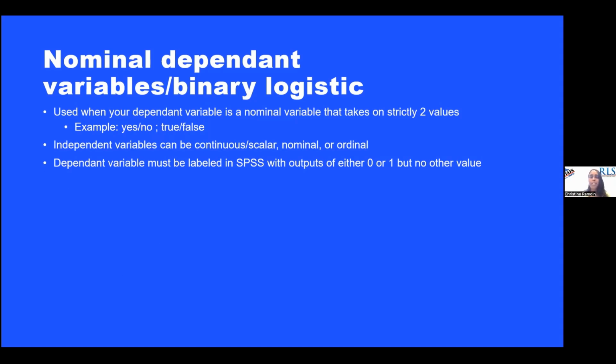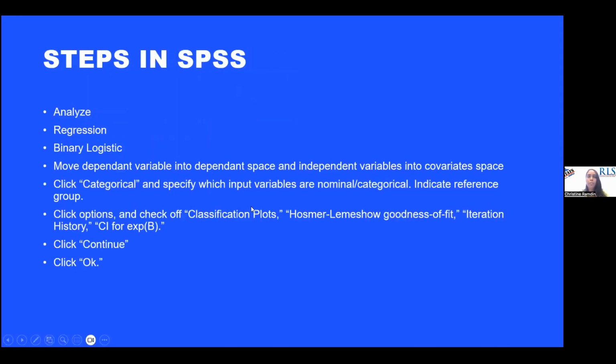Your independent variables that you put into that model can be continuous, scalar, nominal, ordinal, whatever fashion, it doesn't matter. For the dependent variable, you want to make sure that you label, in SPSS, whatever the outputs mean, the 1 or 0 or true or false, etc., so you remember exactly how to interpret your results. But remember, again, for binary logistic regression, your dependent variable is only taking on two values, no other values. Otherwise, the analysis won't run correctly. All right, so these are the steps. This is how you do this in SPSS.